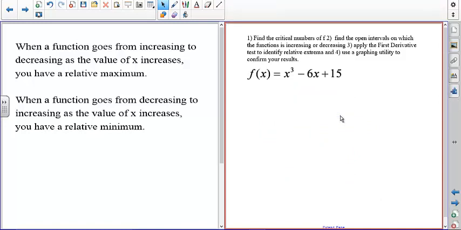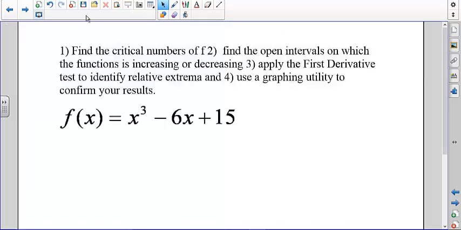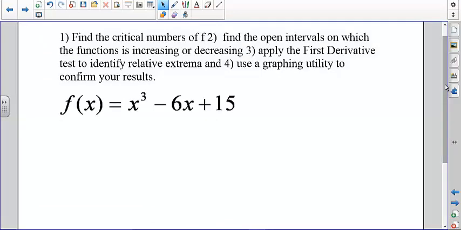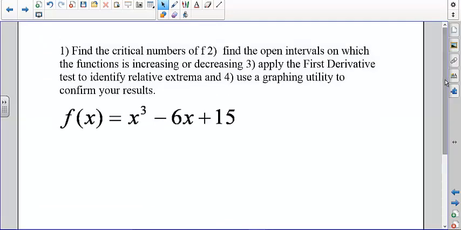So why don't you try that problem? Let me put this on one page so you can see it. So this is a cubic. It's missing one of the terms. So find the critical numbers of the function. That means taking the derivative, in this case just setting it equal to 0. Find the open intervals on which the function is increasing or decreasing. So that's what we just did.